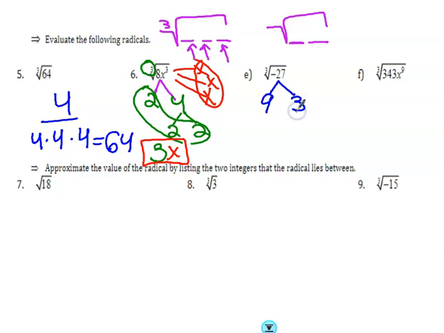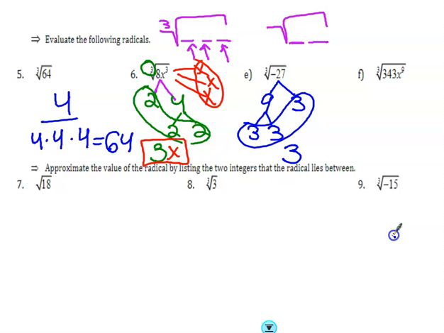All right, 3 I can't break apart more, but I can break apart the 9 with 3 times 3. And now I have a group of 3. So if I have a group of 3, they can come out of the house and hang out. So now I have 3. All right, and that is my final answer.